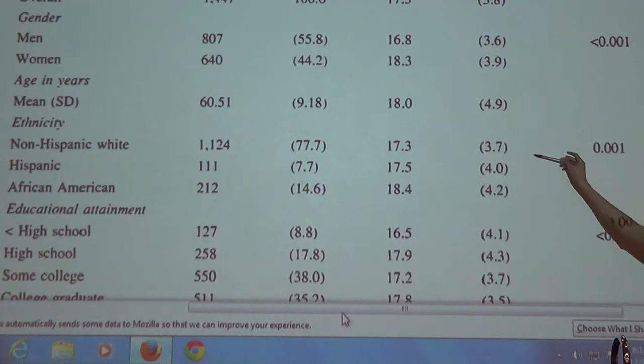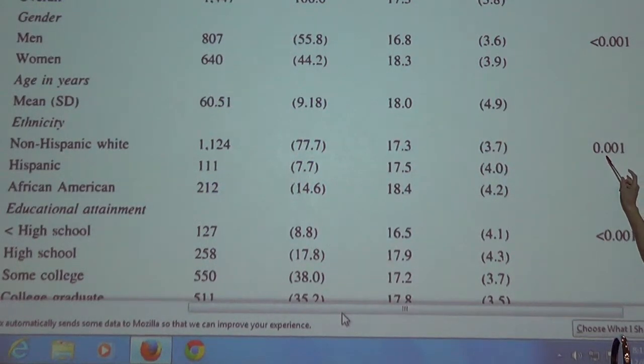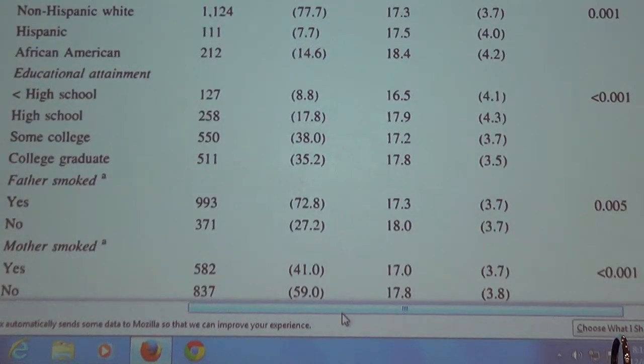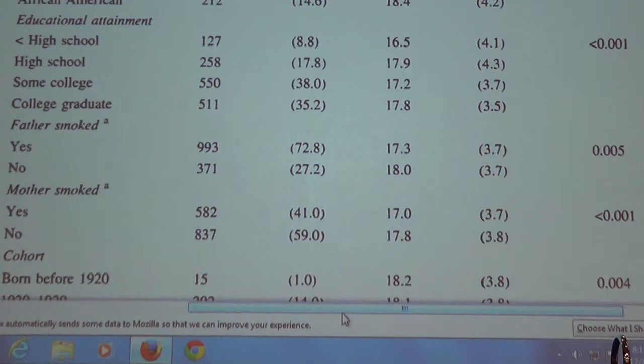And so in this case, you would have to do one-way ANOVA because you have three groups, and if you did one-way ANOVA, you would end up getting a p-value in the vicinity of 0.001. Okay, is that all right? And they did that for different things, such as educational attainment, whether your parents smoked, et cetera, et cetera, et cetera.